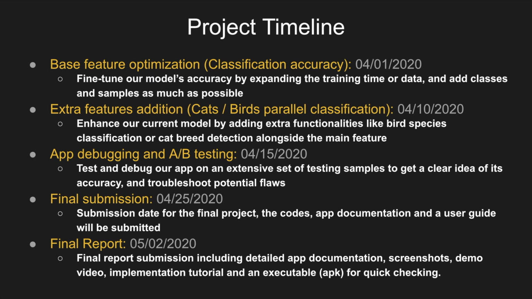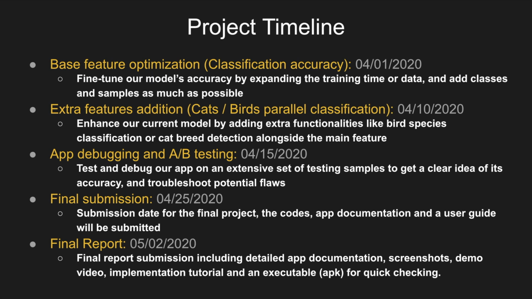By then we'll have either the cat or the bird's parallel classification model added to our current feature. And the third step will be app debugging and A/B testing by April 15th. So that will be basically code cleaning and making sure our code is well commented. We're not using deprecated libraries, and our code is following the object-oriented programming guidelines with reusable classes and objects.